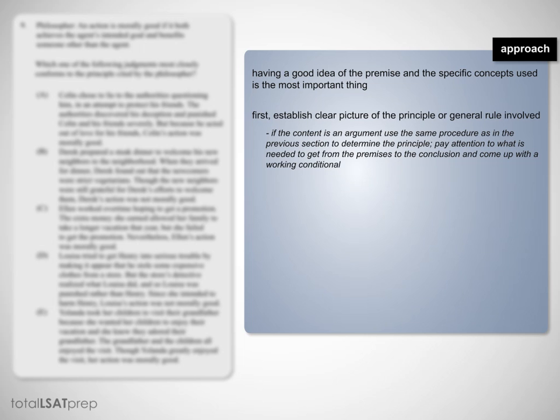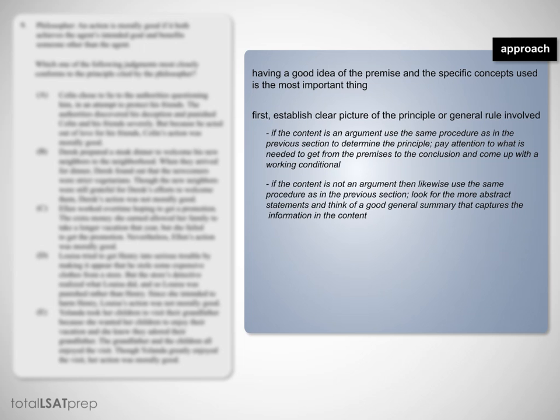If the content is not an argument, then likewise use the same procedure as in the previous section. Look for the more abstract statements and think of a good general summary that captures the information in the content. And obviously, if the content is a principle, then that part is very straightforward. Next, use the principle that you've come up with to evaluate the choices.